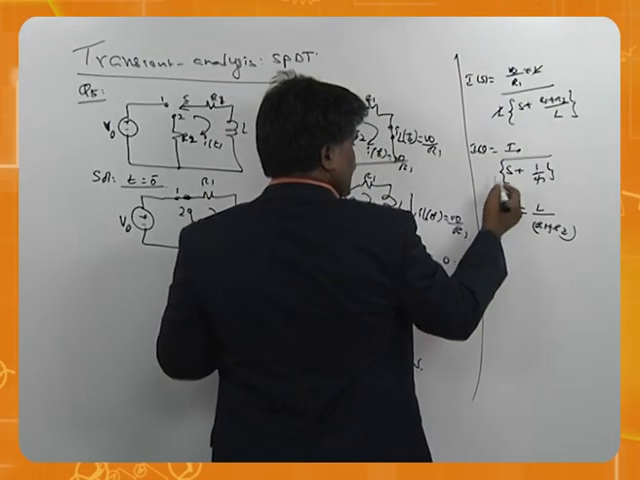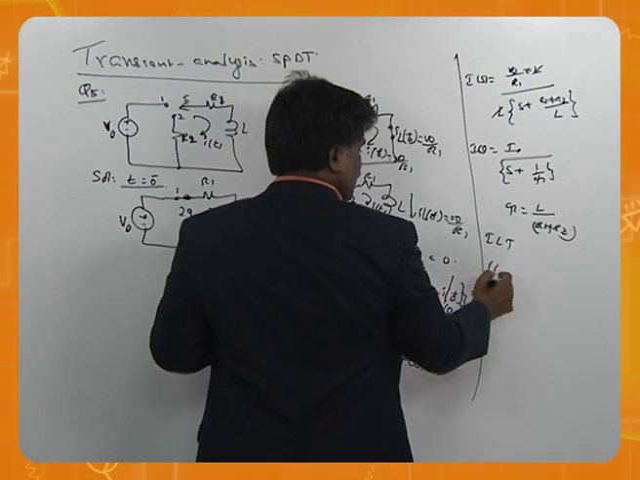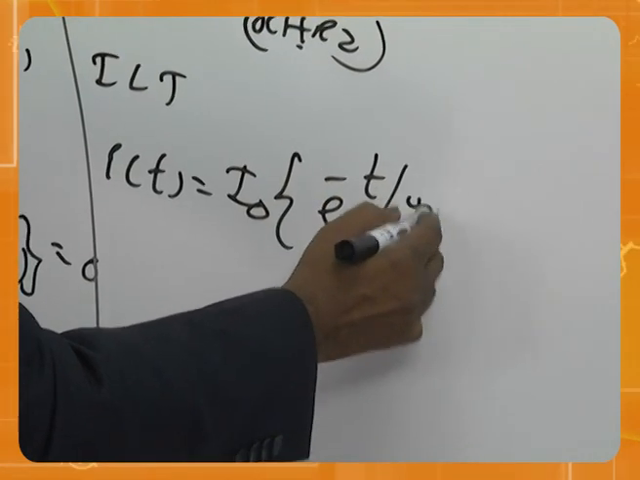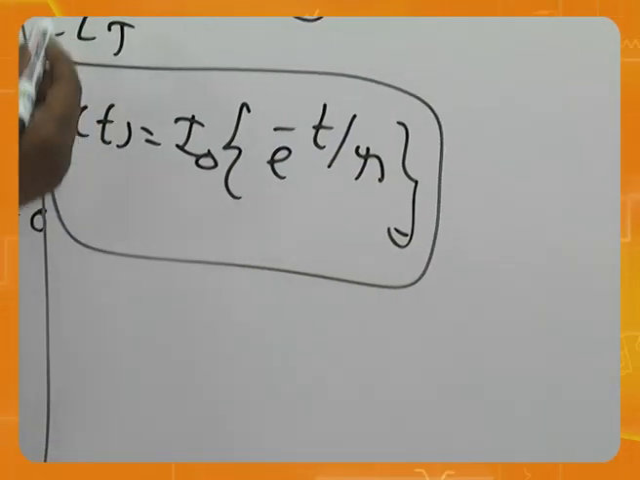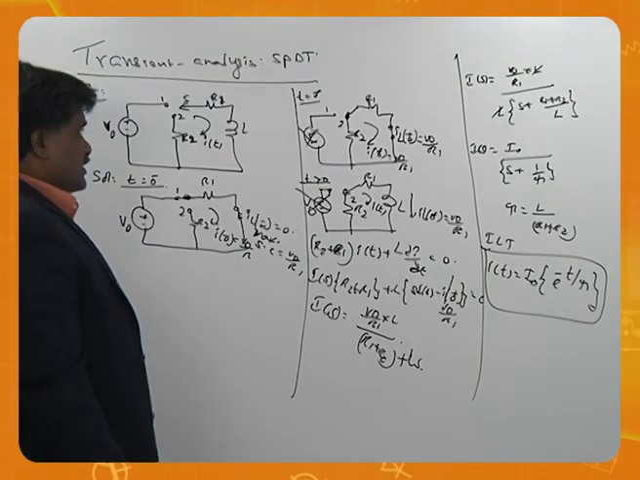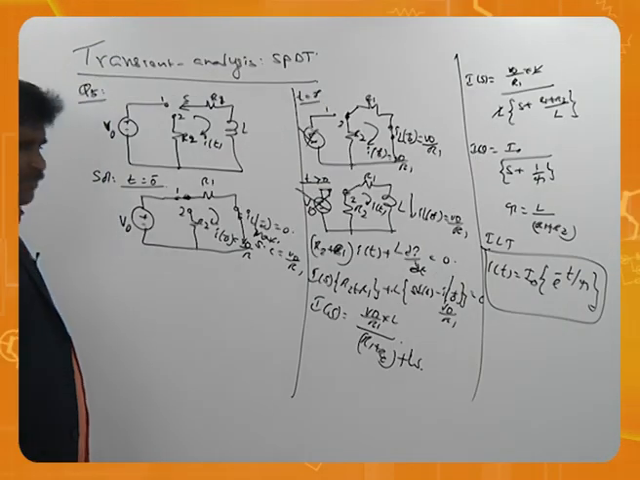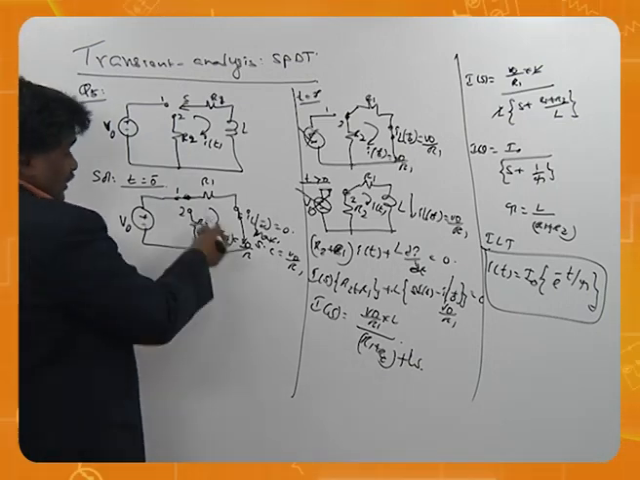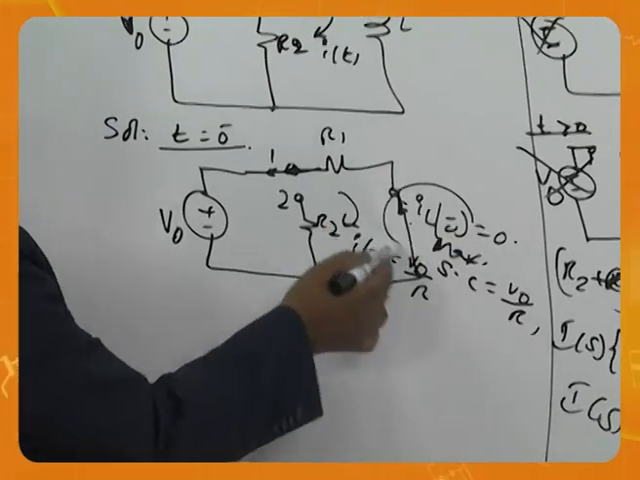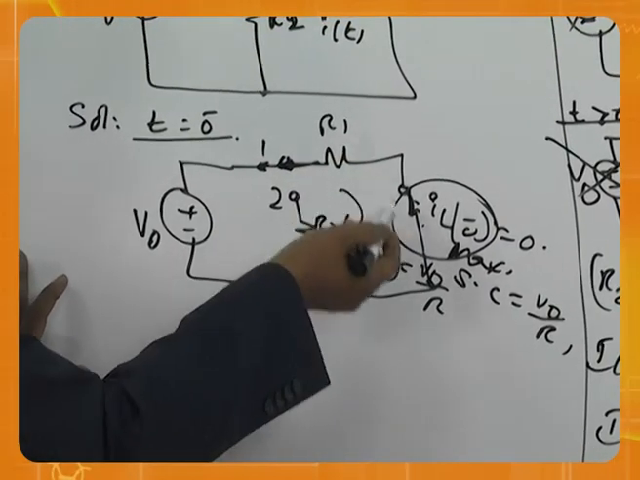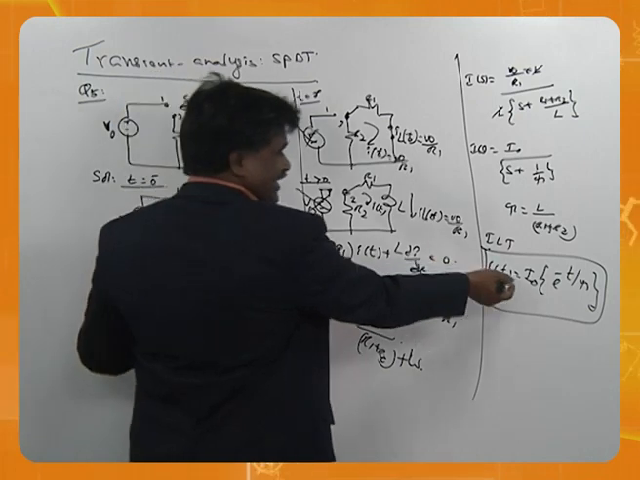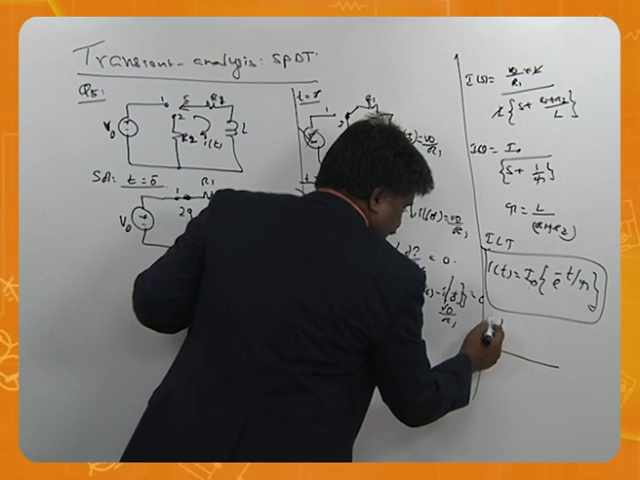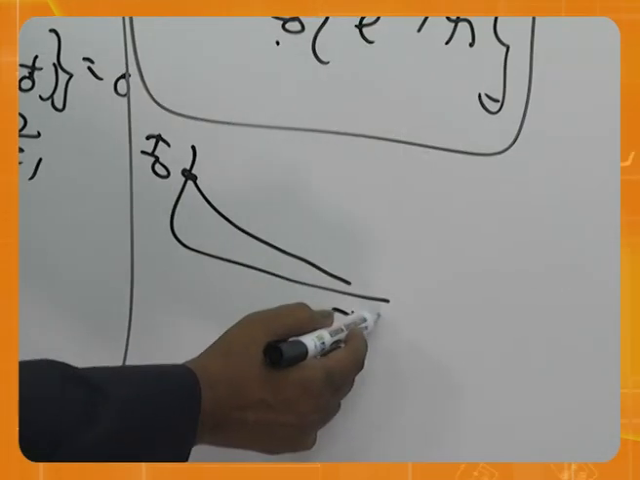Then if I take the inverse transform, what should I get? I of t is equal to I naught into e power minus t by tau. This is the answer. What is the basic thought I am trying to convey? Very simple thought. Initially, it has developed a lot of current. Whatever current it has developed, now it is discharging.